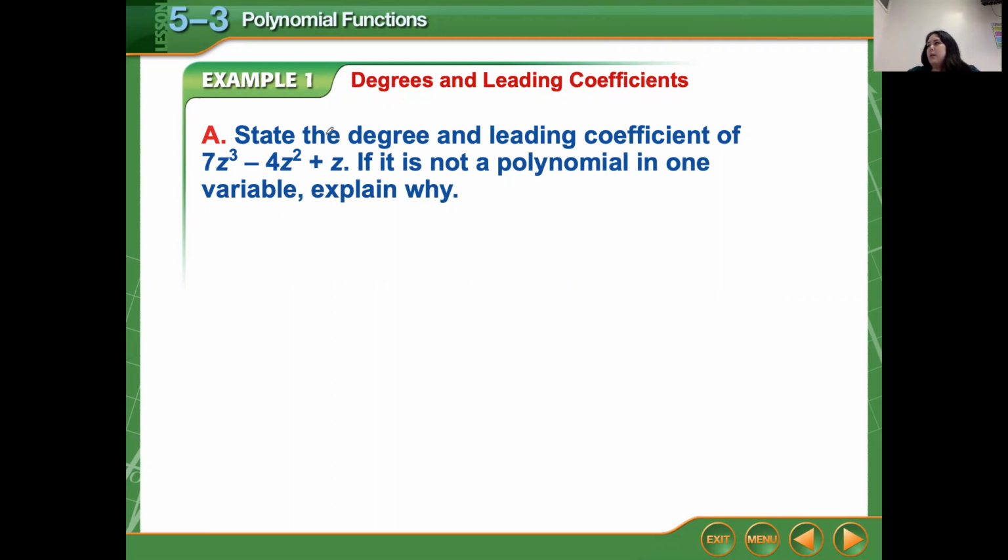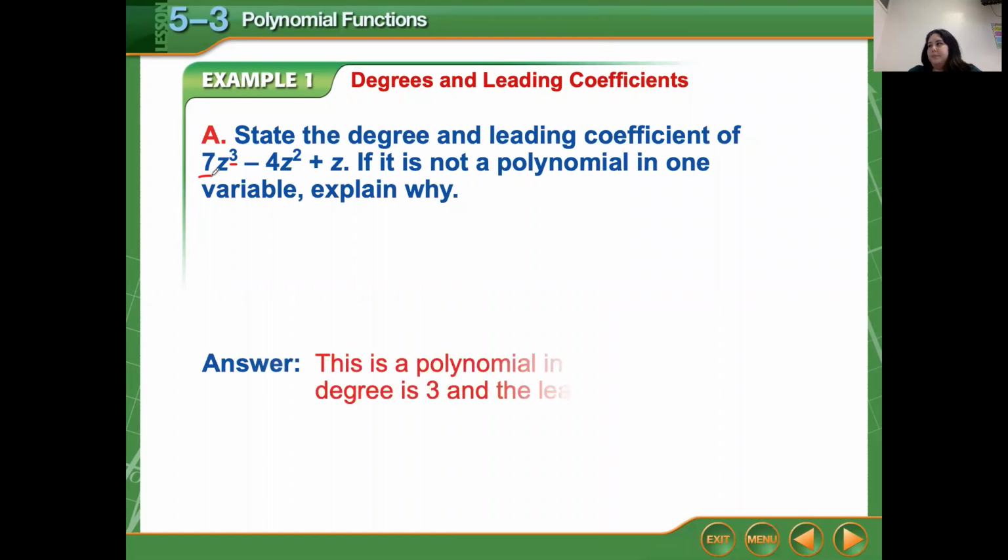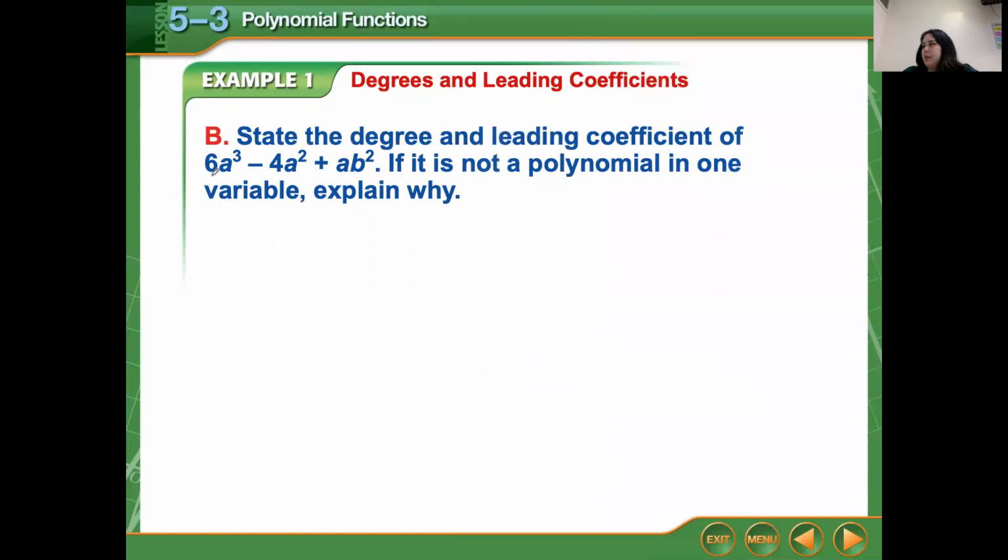So here, my highest exponent is 3, so this would be degree 3. And then my leading coefficient is 7. So here we have another example. This one's not going to be a polynomial in one variable, mainly because right here we have a and b. We have two variables, so it's not one variable.